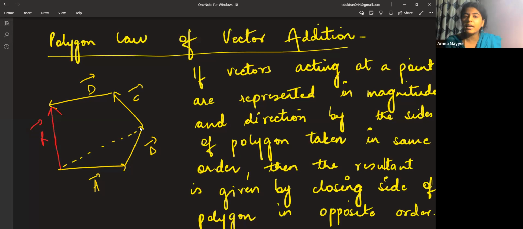Like you solve the triangle law, you will get the resultant, right? Then you will solve the next pair, and you will get the resultant back like this. Polygon law hardly gets used.